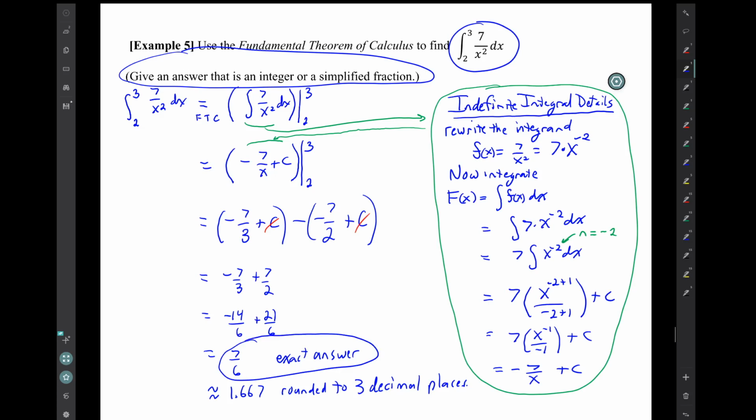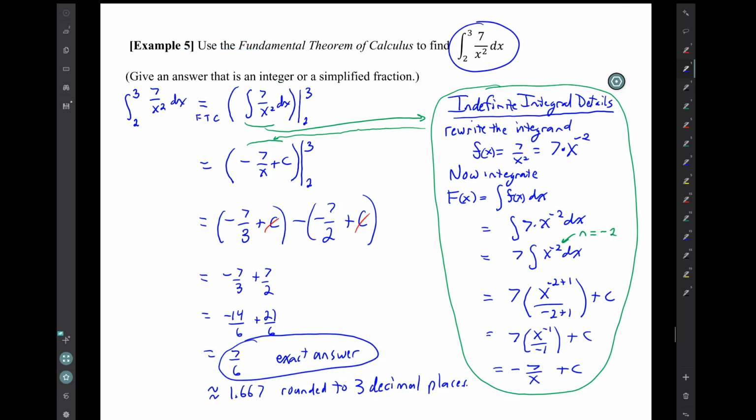If you type this into a calculator, then what you end up with is not an exact answer. So what the question is asking for is this. So keep in mind, again, that if you get a decimal from a calculator, it's generally not the exact answer. So if the question is to give an answer that's an integer or a simplified fraction, this is the form.